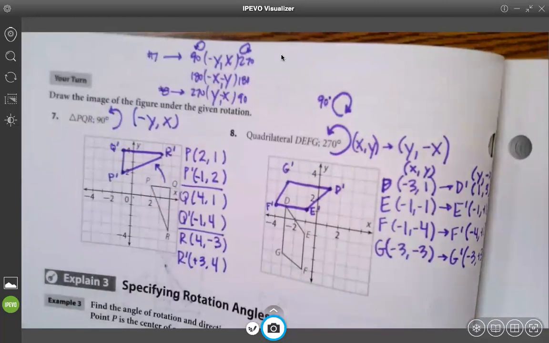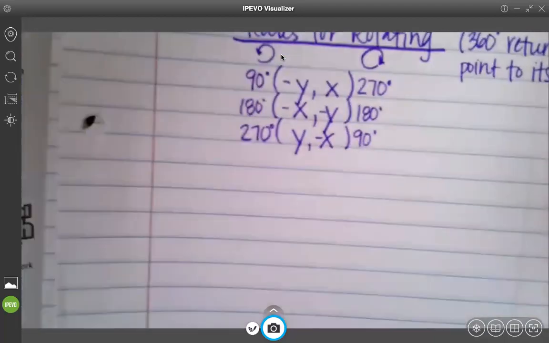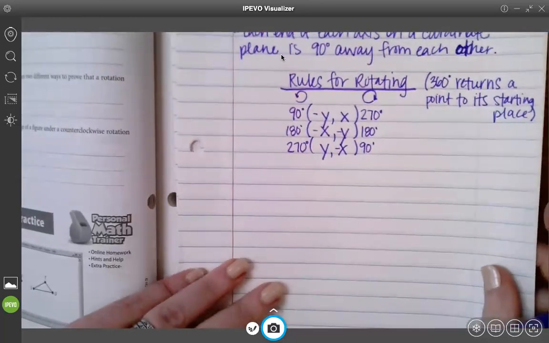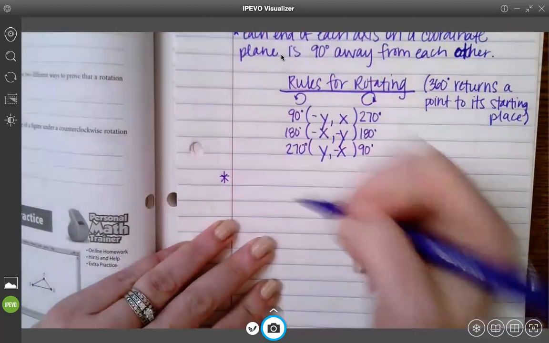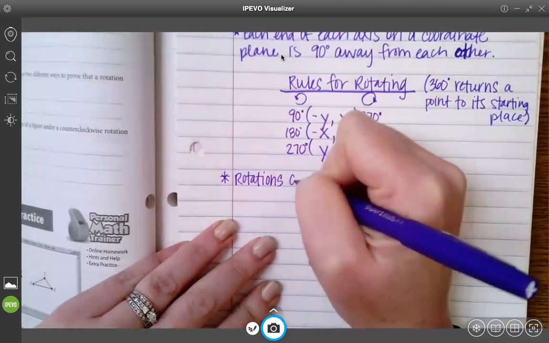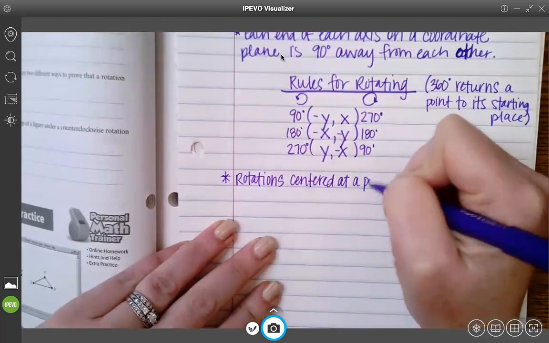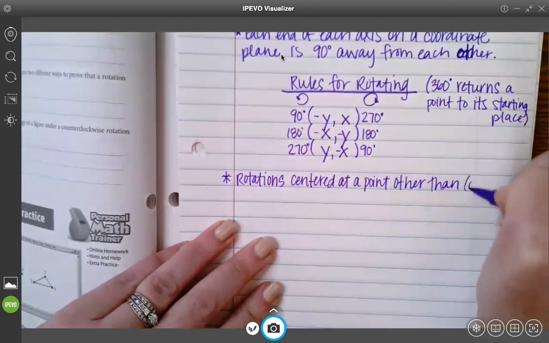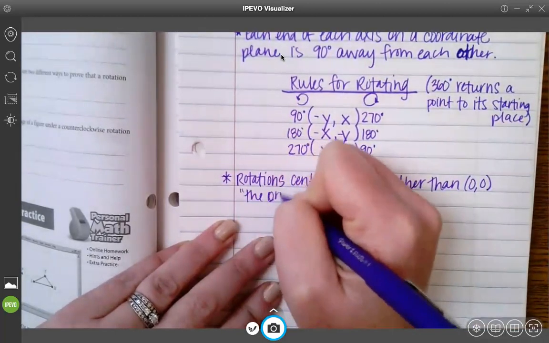Okay, so other things that were not necessarily covered in the textbook include rotating around a point that's not (0, 0). So we're going to put a big star on our paper, and we're going to call this rotations centered at a point other than (0, 0). And then we're also going to call this the origin.